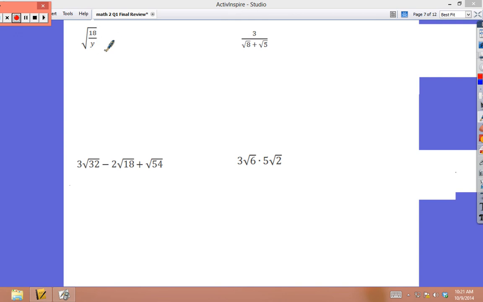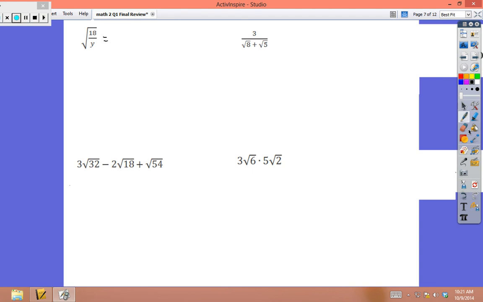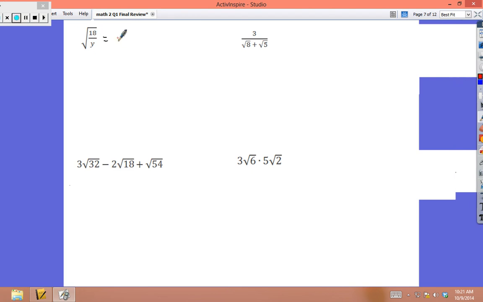Radicals: if you have to simplify a bunch of radicals, you've got to follow the rules. So if you've got the square root of 18 over y, first of all, see if you can simplify any fractions, and you can't because they've got nothing in common. So you're going to rewrite it as the square root of 18 over the square root of y.